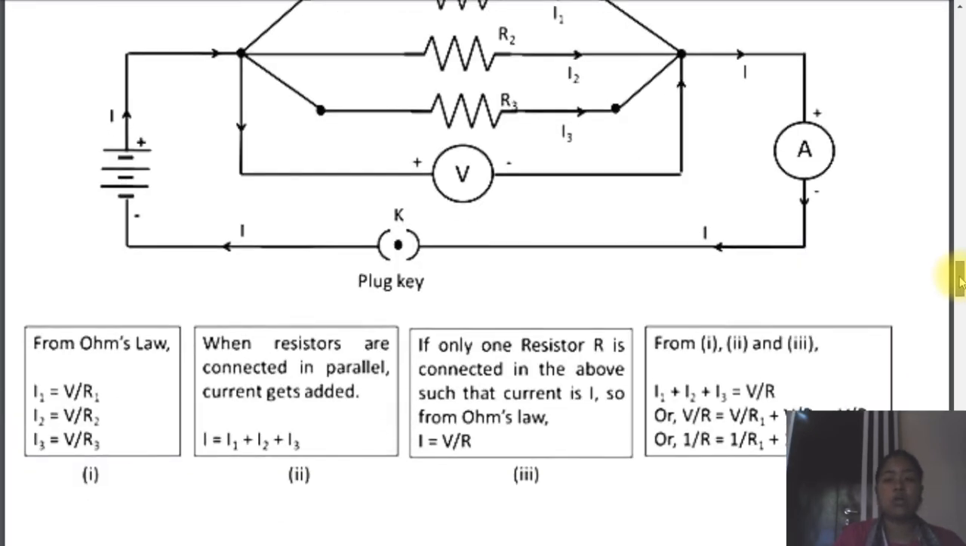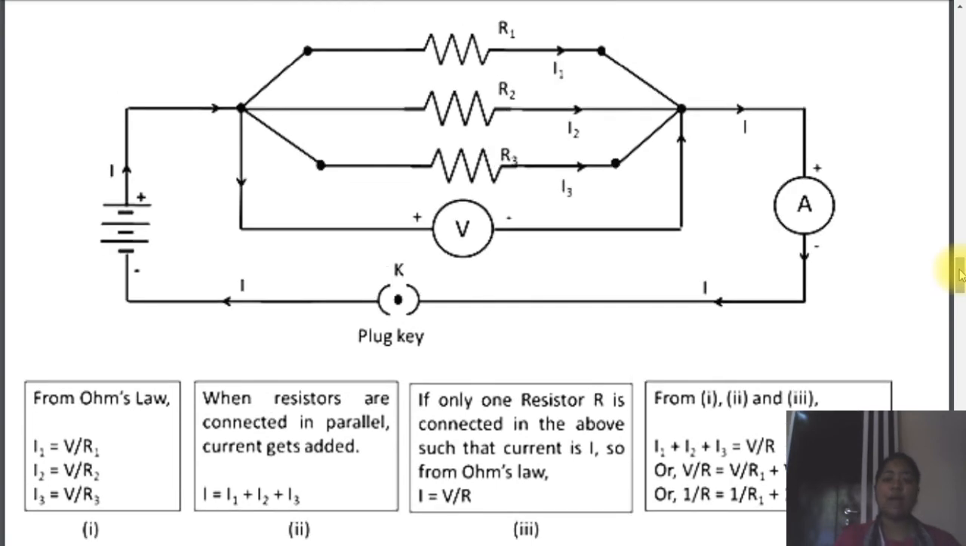Now we will talk about the expression of the parallel combination of the electrical circuit. For the parallel combination, we will again use Ohm's law, because Ohm's law will give us the expression. I hope you are understanding the electrical circuit.